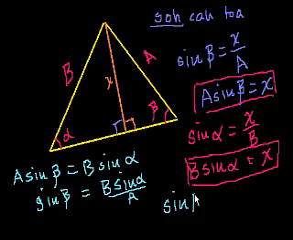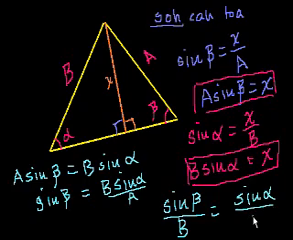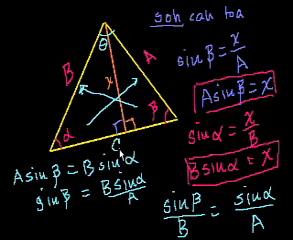sine of beta over b is equal to sine of alpha over A. So this is the law of sines. The ratio between the sine of beta and its opposite side, b, is equal to the ratio of the sine of alpha and its opposite side. And in books, if this angle was theta and this side was c, they would also write that it's equal to the sine of theta over c.